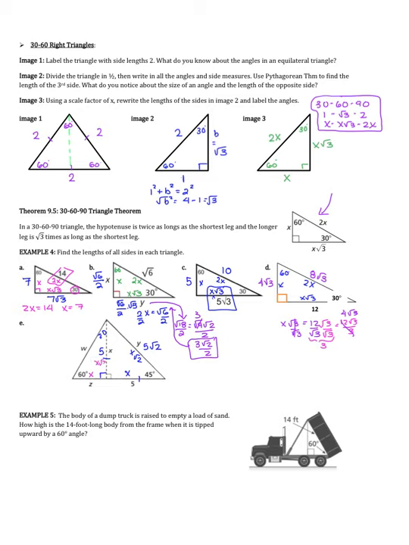Now when we move over to the 30, 60, 90, this is the x side. This is x rad 3. And again, the hypotenuse is 2x. So this is going to be a little more difficult because I now have that 5 equals x rad 3, and we have to rationalize. So divide by rad 3, and then multiply top and bottom by rad 3. So we have 5 rad 3 over 3.